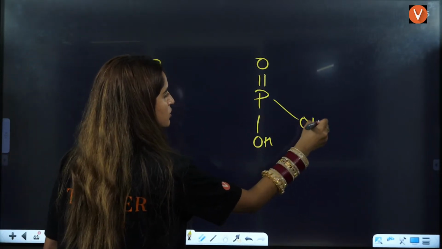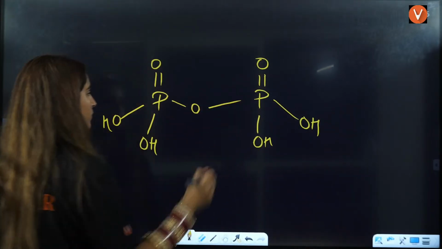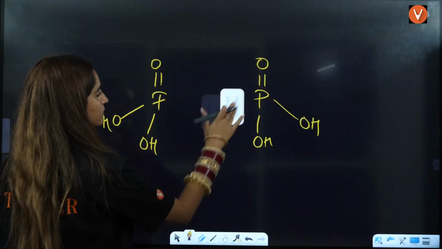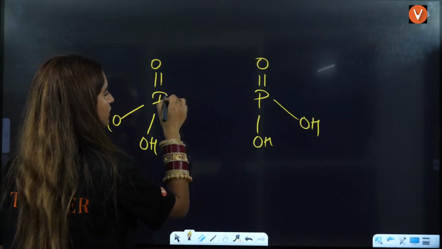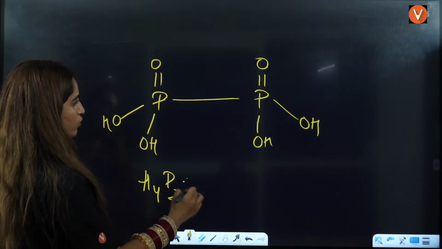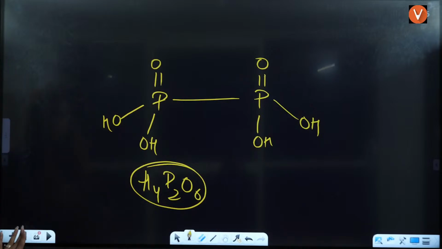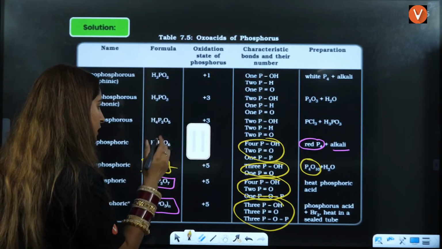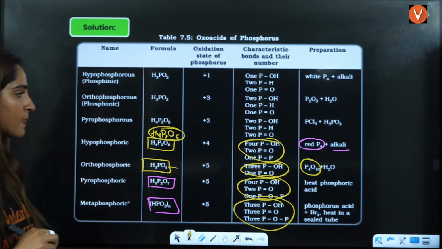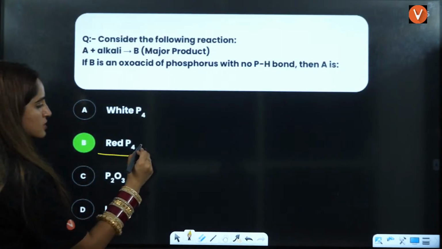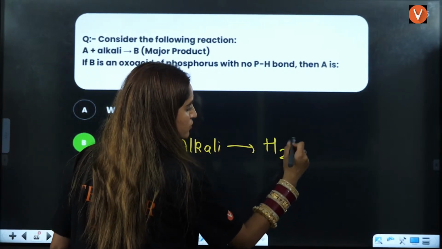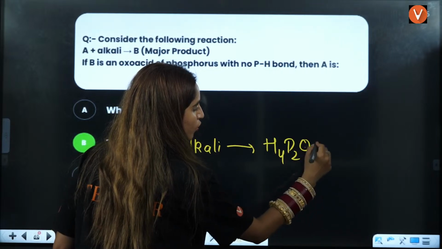Let me just draw the structure, right? 1 PO. Okay? If you draw this thing here, right? 1 P-P bond, let us draw that. Wait a minute. So that is going to be H4P2O6. Okay? Let us see if this is the structure. This is basically H4P2O6. Okay? This is made from the red phosphorus. Okay? With alkali, you have the formation of H4P2O6.